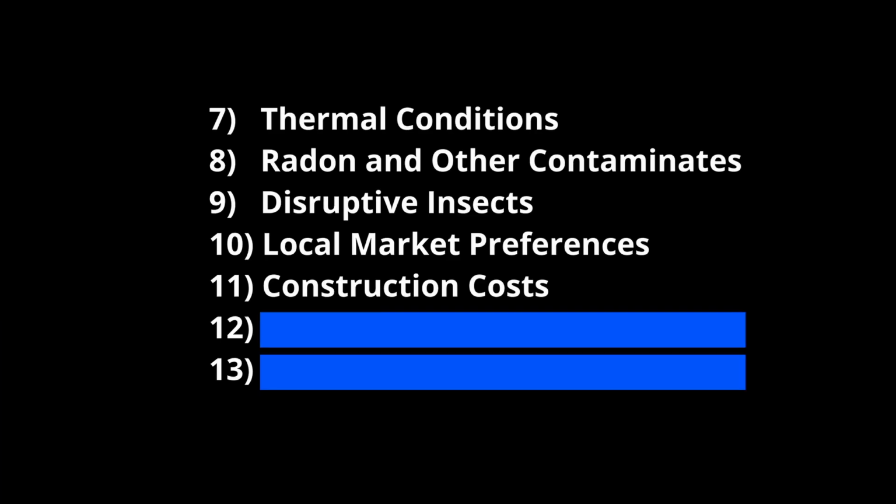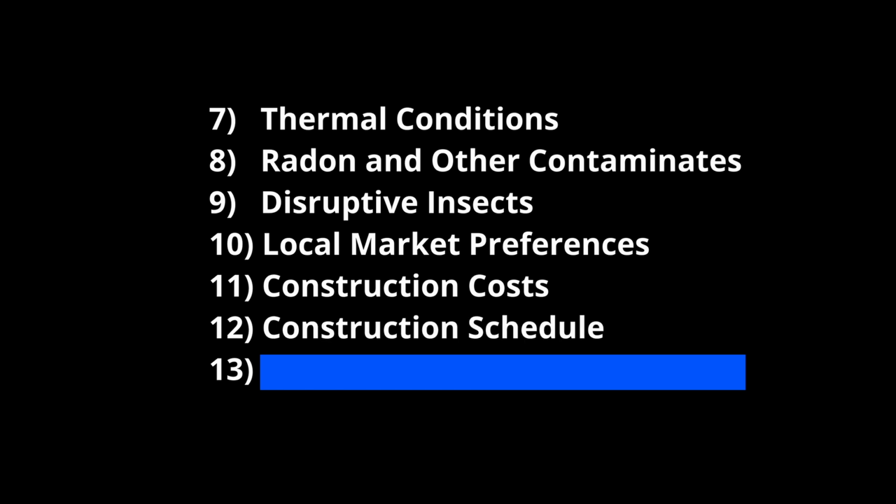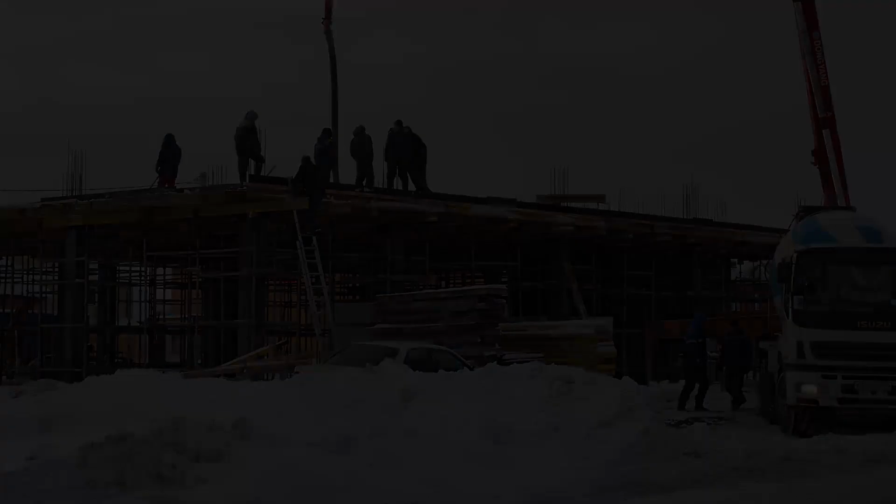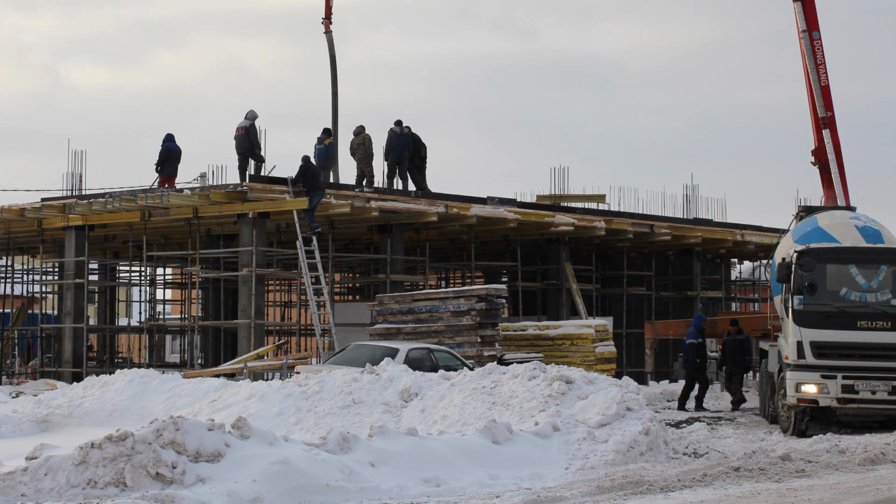The 12th factor to consider is the construction schedule. With some types of foundations requiring more time to build than others, you might need to choose the one that can be built the fastest if there's a time restraint on the construction schedule. For example, if the season of freezing temperatures is fast approaching, you may want to choose the easiest and fastest type of foundation to build, like pier.